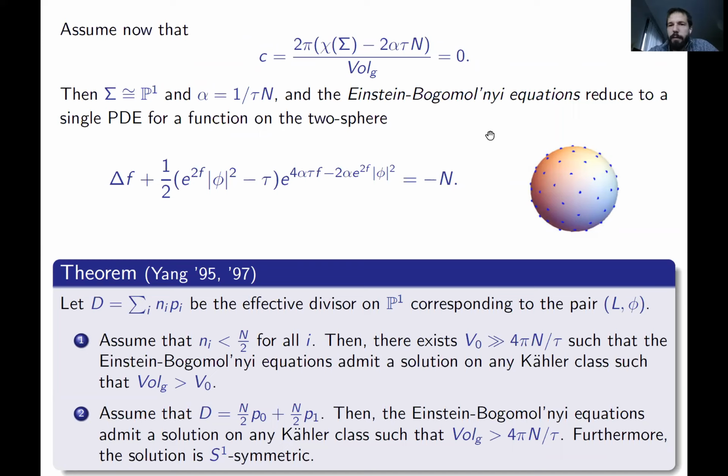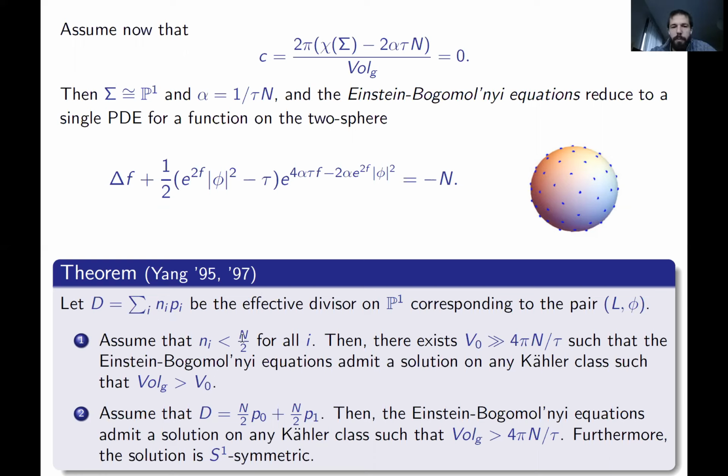So we have this single PDE on the Riemann sphere, which depends on a configuration of points in P1 with multiplicities, given by the divisor corresponding to the section phi. Then there is a theorem by Yisong Yang that he proved in '95 and '97 in two papers, which establishes the existence of solutions under suitable constraints on the multiplicities of the divisor. Let's assume that D is the divisor corresponding to the pair (L, phi). The p_i are the points where the section vanishes, and the n_i are the multiplicities of vanishing.